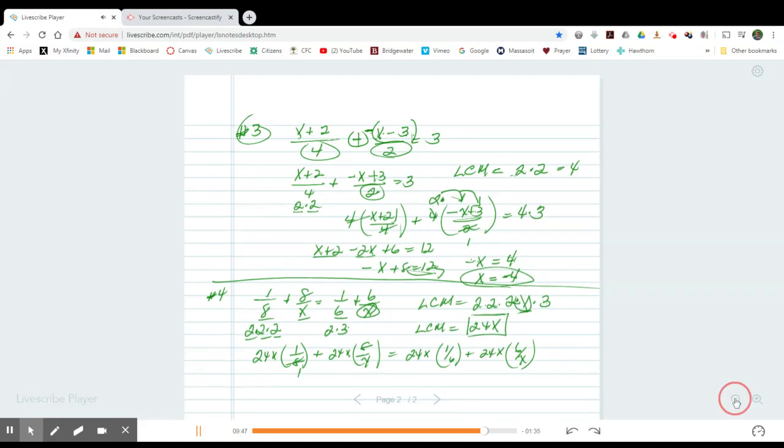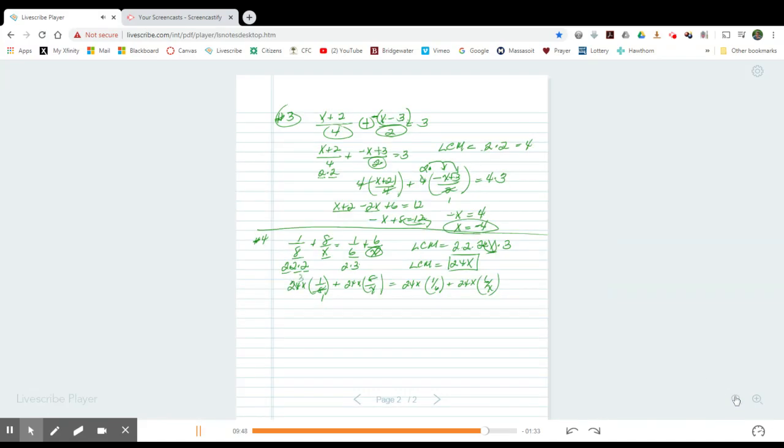Equal to 6 into itself 1, 6 goes into 24 4 times. 4 times x times 1, well, that's 4x. The x's cancel out, giving me 6 times 24. 6 12s, that's 144. That looks good.